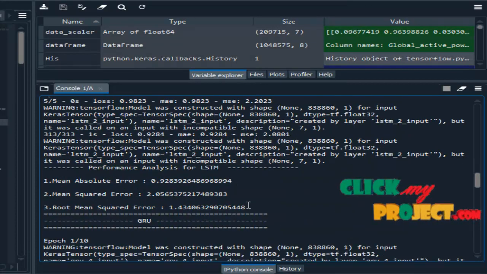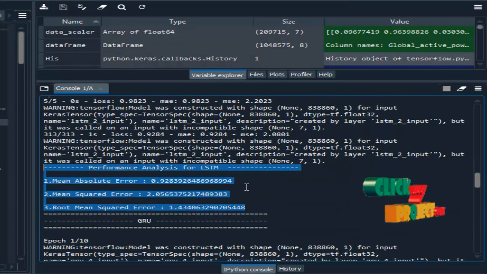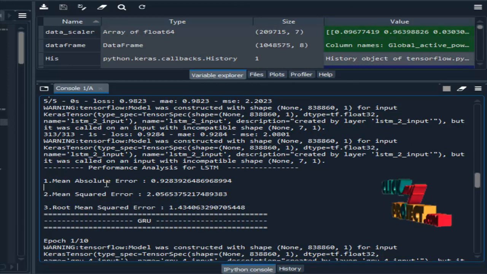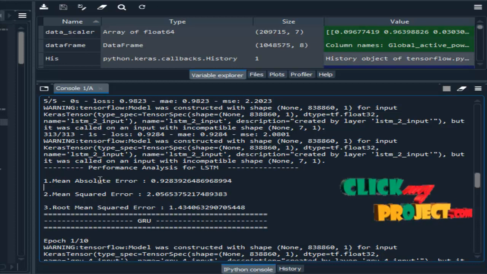This is the performance analysis for long short term memory. We estimated some error values because it is a regression type problem. So these are the error values, and error values must be low. The algorithm that contains the lower values is better and more efficient.